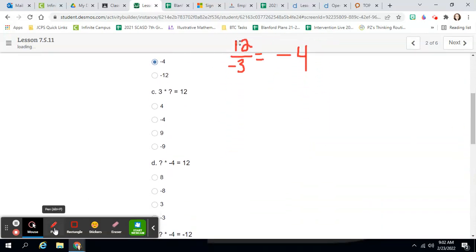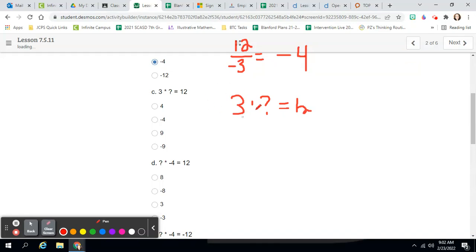Let's look at a little further down. On this one, we have 3 times what is 12. Well, I know to get a +12 over here, I've got to multiply a +3 by a +4. So that's going to be +4.